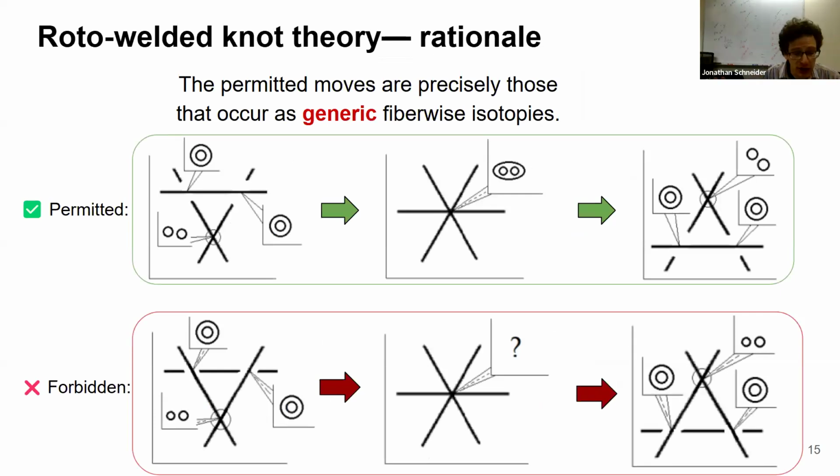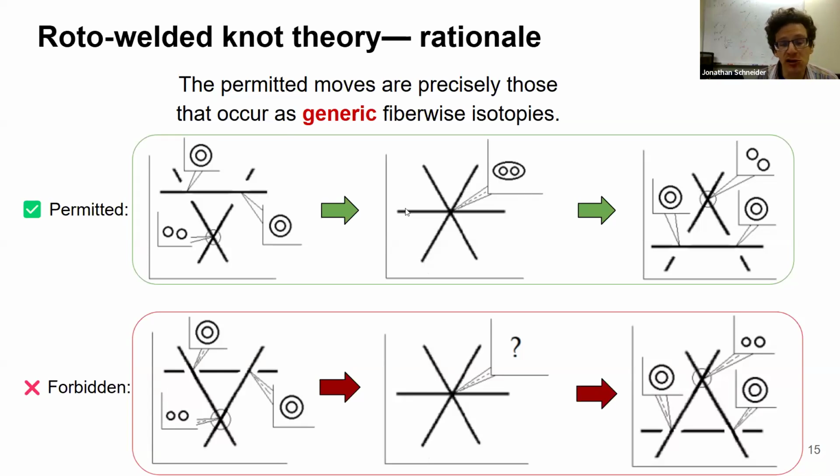Here, for example, I'm not going to do all 11 moves for you, but I'll just give you a few examples. Here's a permitted 3 move. It's called the welded 3 move. We start out with an overstrand and two understrands that cross each other virtually. Here you can see the fiber circles of that torus giving rise to this shadow. And as we go through the Reidemeister 3 move, sure enough, the circles are compatible.